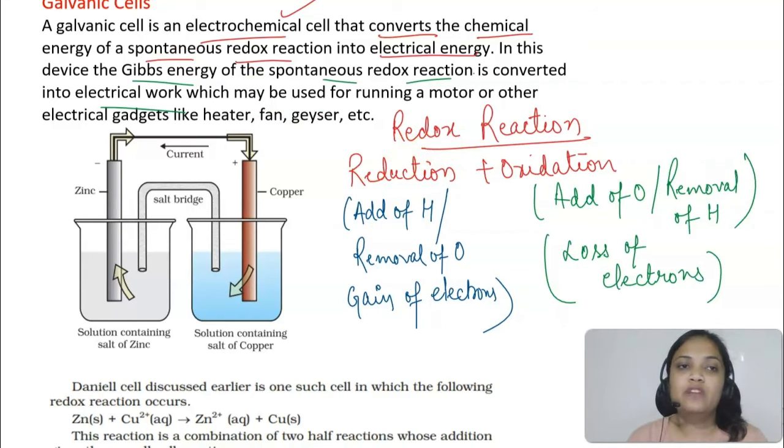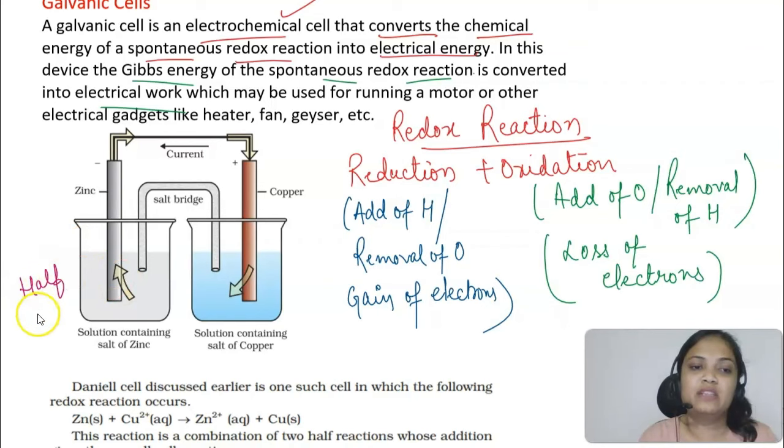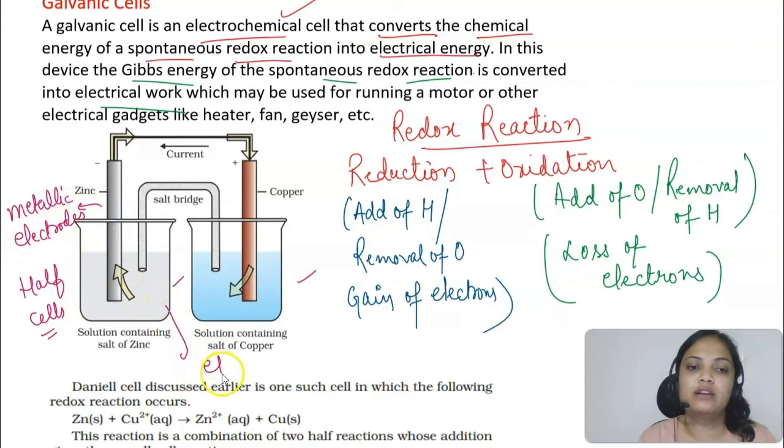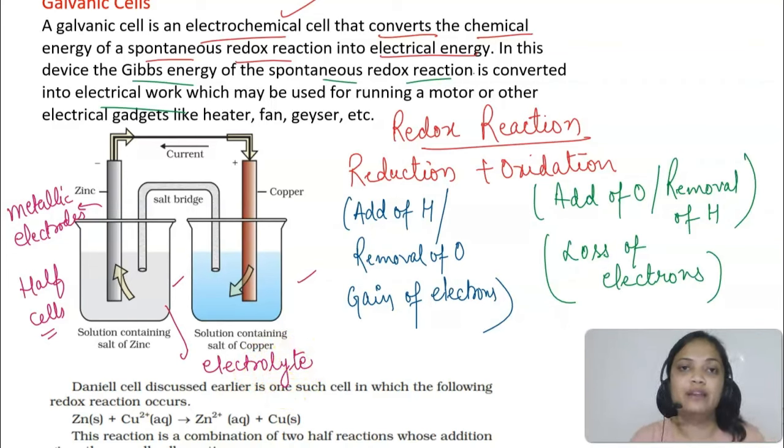Okay, so now we will be seeing what is all present in this electrochemical cell. Here, students, you can see there are two half cells. There are two beakers which we call half cells, in which two metallic electrodes are dipped into the electrolyte solution. You know, an electrolyte is the one which dissociates or ionizes into ions on passage of current, and it conducts electricity.